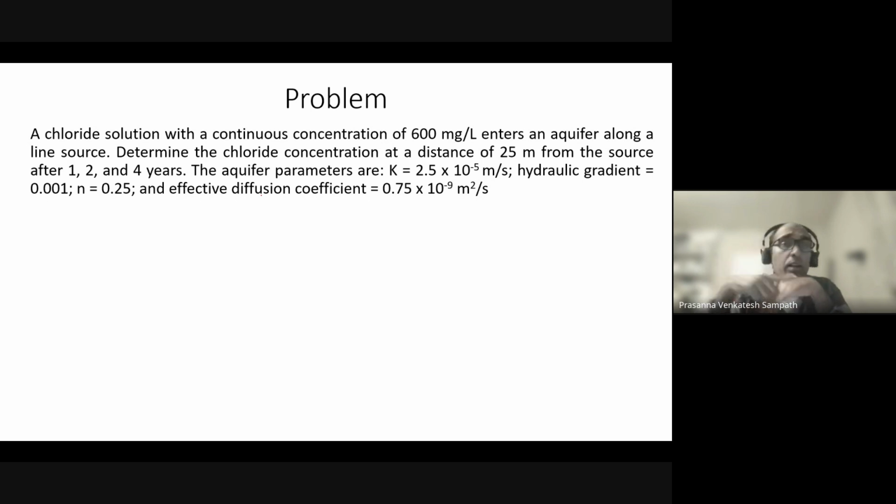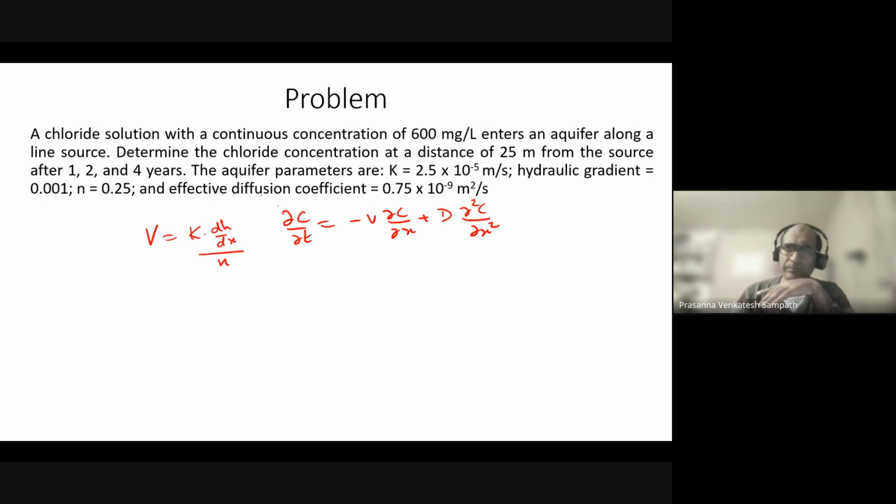Okay, a chloride solution with a continuous concentration of 600 mg per liter enters an aquifer along a line source. Determine the chloride concentration at a distance of 25 meters from the source after 1, 2, and 4 years. The aquifer parameters are K equal to so and so, hydraulic gradient is given, the porosity is given, and the effective diffusion coefficient is also given to us, right? So all of these different parameters are given to us.